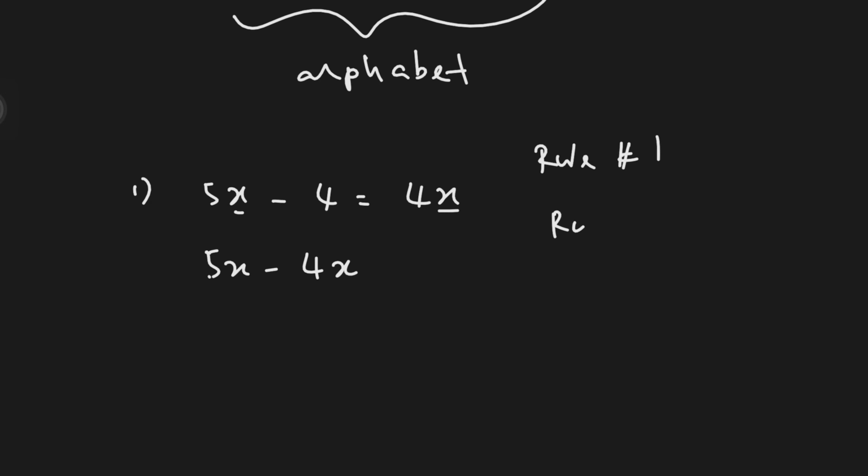And rule number 2 is to keep the numbers separated from the variables on the other side. Say you already have your variables on the left side, you definitely need to keep your numbers on the right side, or vice versa. And therefore I'm bringing my 4 over. So 5x minus 4x gives you 1x, and the answer is 4.